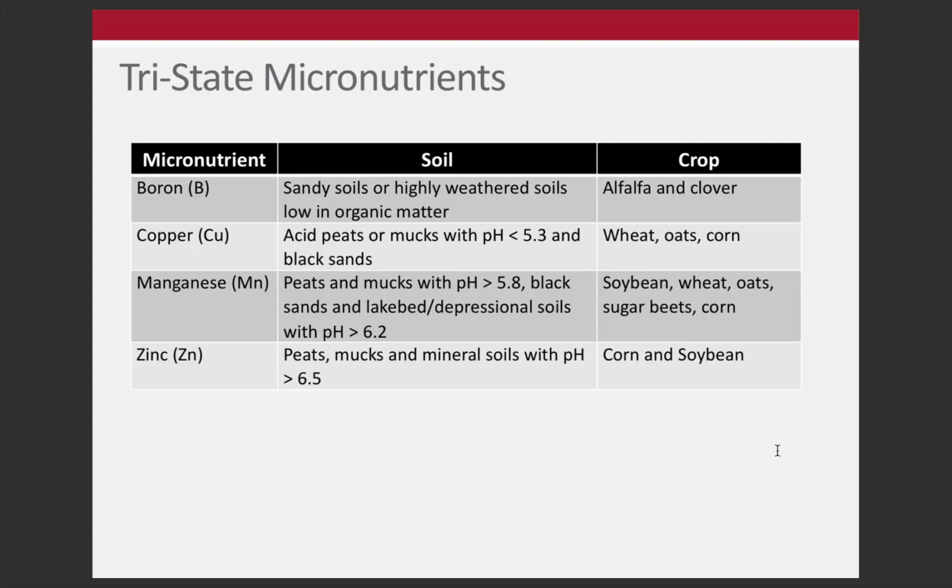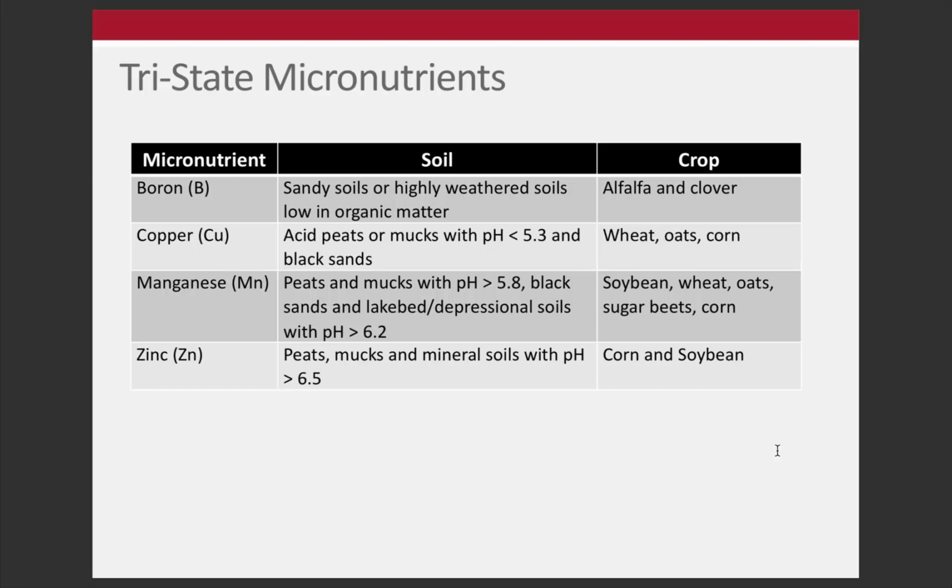Okay. For copper, copper deficiency is going to most commonly occur in acidic peat or muck soils with low pHs, less than 5.3, black sands, for example. The crops that are most sensitive to copper deficiency are primarily small grains, so wheat and oats, and sometimes corn. Okay.